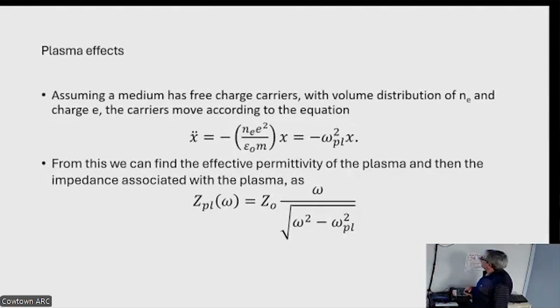And so from that, you can come up with an effective impedance associated with the plasma and then interpret that in terms of reflection coefficient and so forth. But if you look at the equation at the bottom of the plot, you can see that as omega, that's our operating frequency, right? You can see that when that's lower than the plasma frequency, what happens?